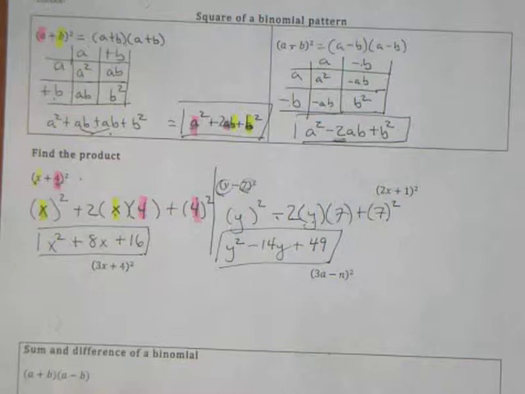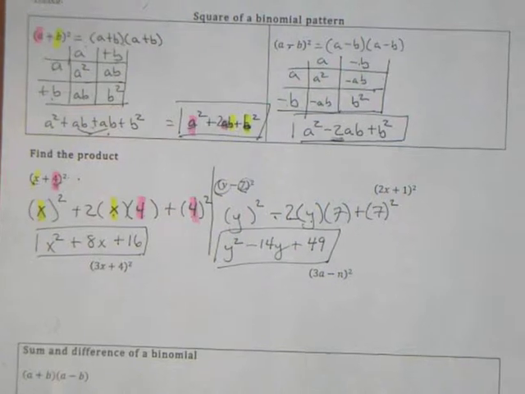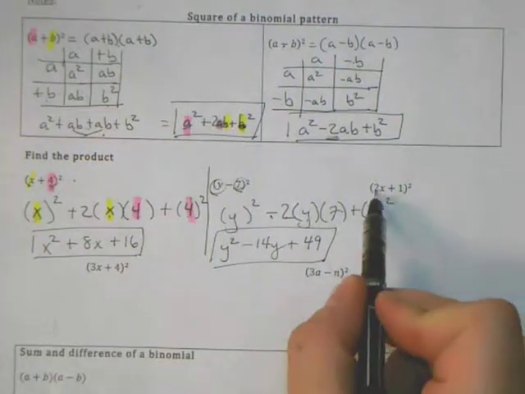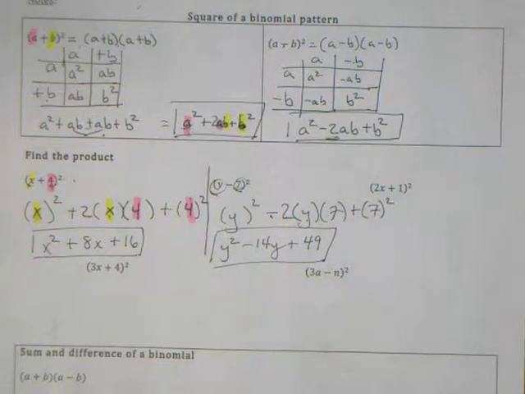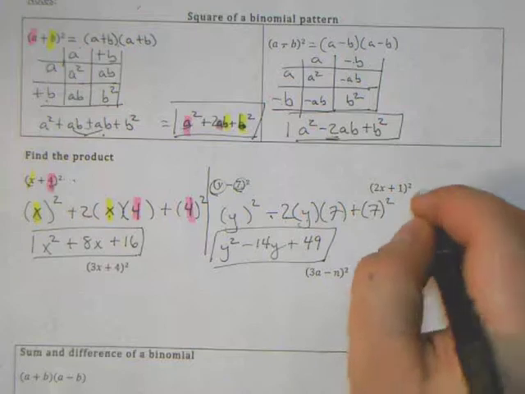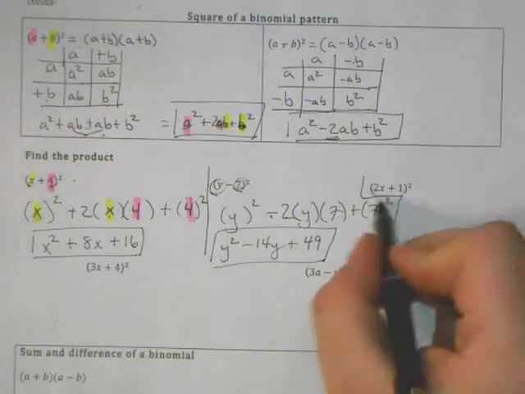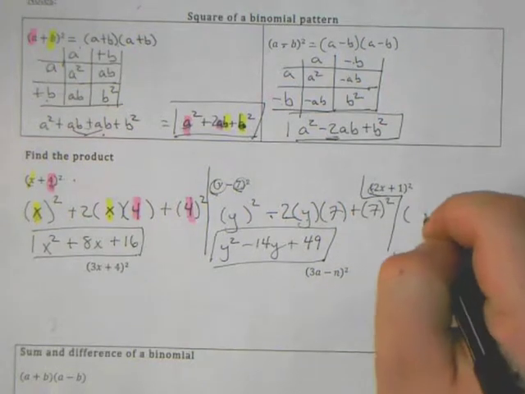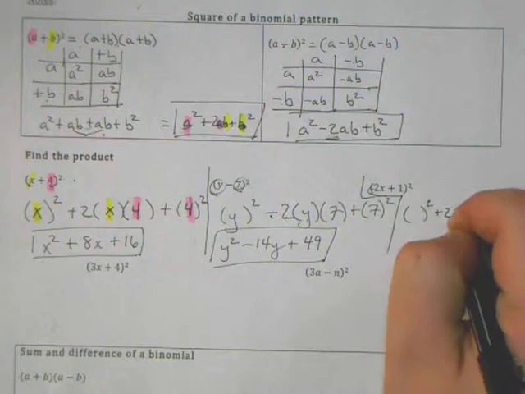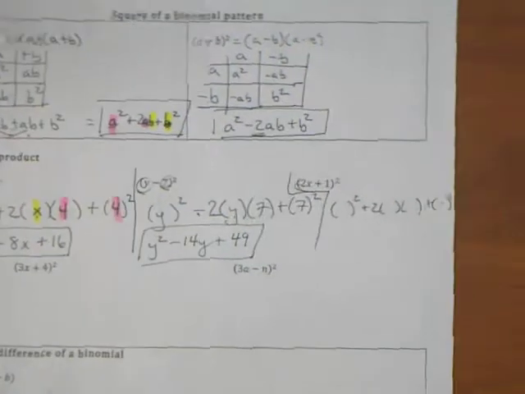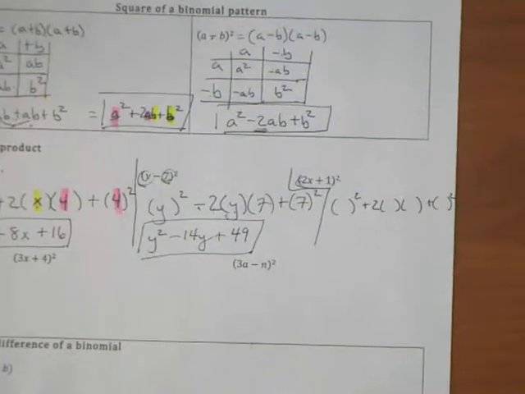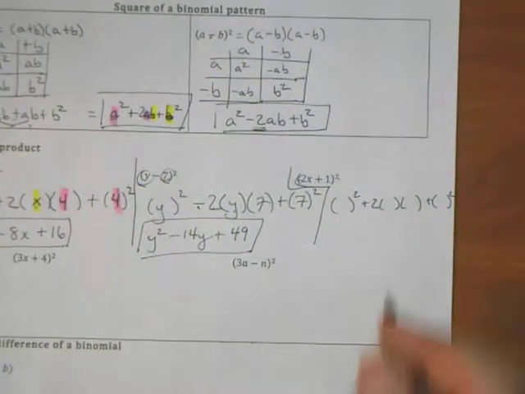We can get more complicated if you want. If I have a binomial that's got a coefficient and a variable, we can handle that. It's still just a binomial squared, so it's still the first term squared plus twice the two terms multiplied together plus the second term squared. So identify what the two terms are.